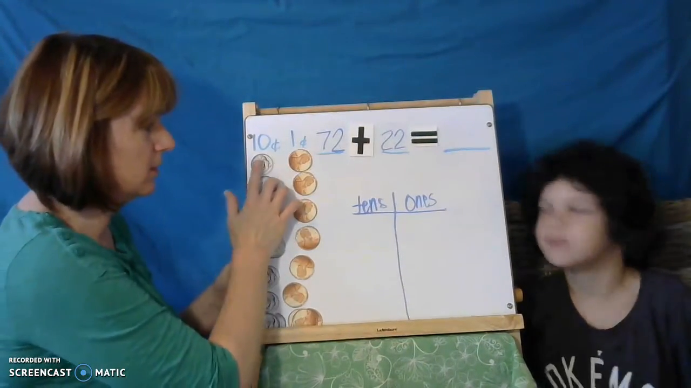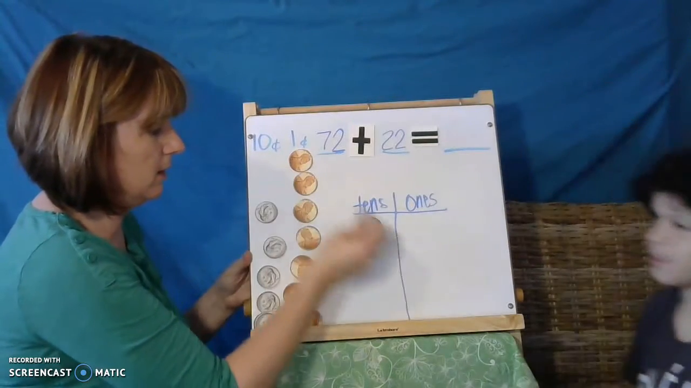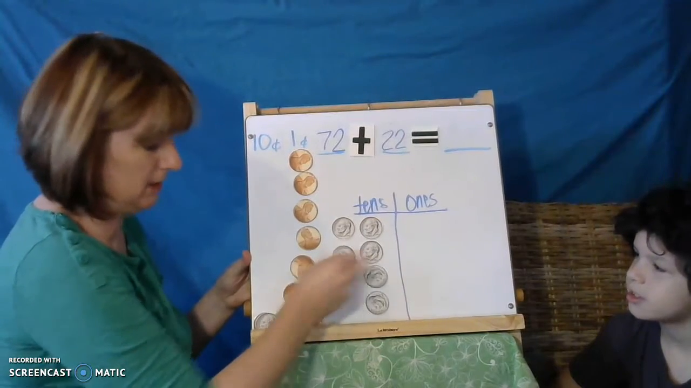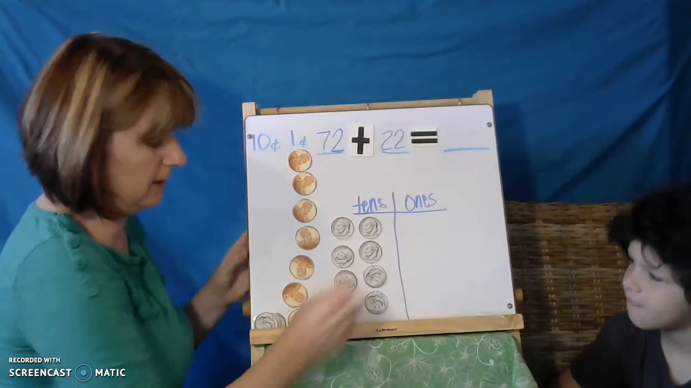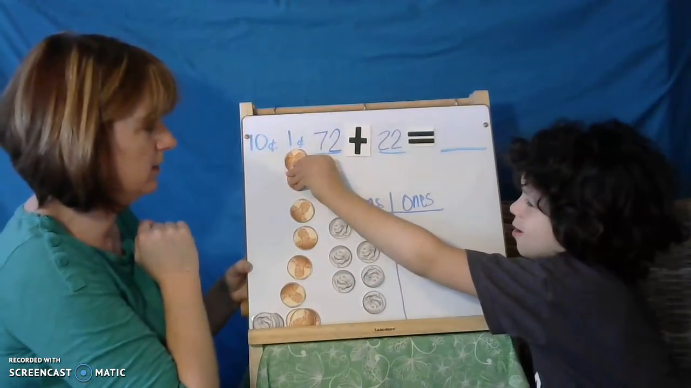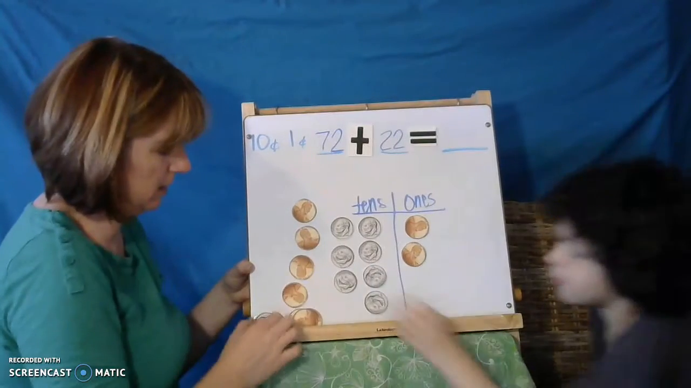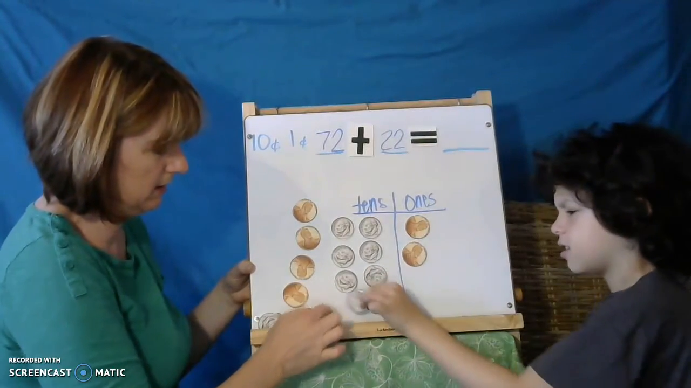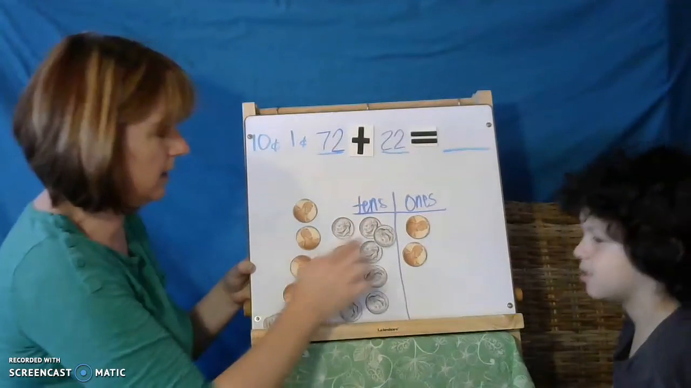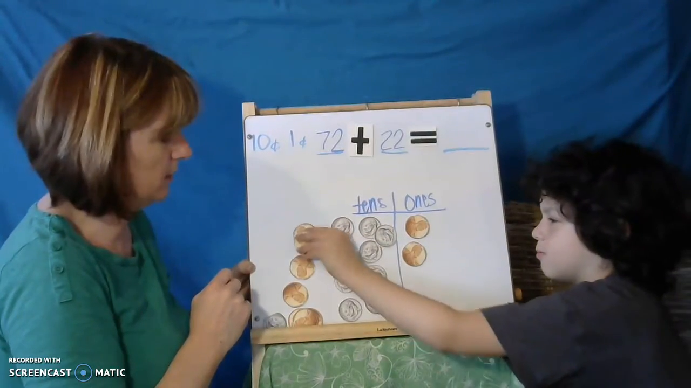So let's build. So first we'll build 72. So how many 10s should I put? 7. 1, 2, 3, 4, 5, 6, 7. And then we need 2 1s. Go ahead, do 2 1s. Okay, now we're going to add 22. So we need how many 10s? 2 10s. We're running out of space. Okay, and how many 1s do we need for 22? Another 2. Good, 2 1s.